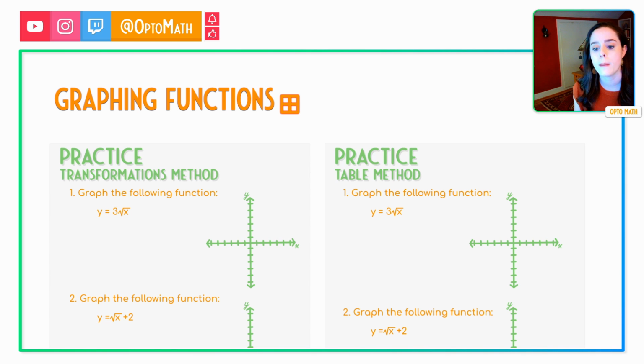So we'll do number 1 for our transformations method, and then we'll go ahead and do it for a table method. So looking at this one, there's a 3 multiplied out front and it's greater than 1, so it's going to be a vertical stretch by a factor of 3.